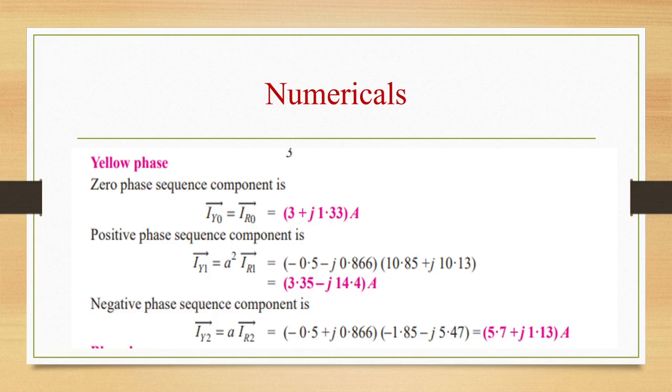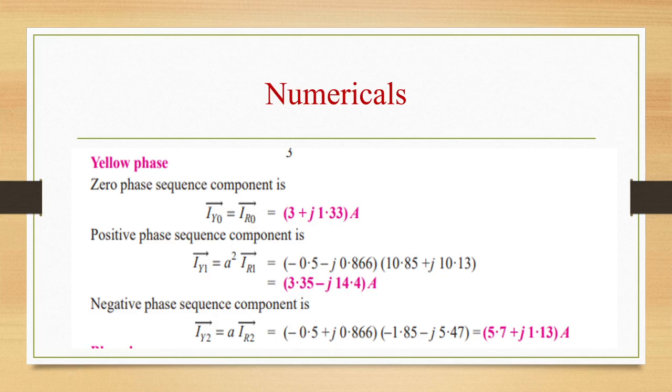So zero phase sequence component IY0 is equal to IR0, which is 3 plus J 1.33 amps. Positive phase sequence component IY1 is A square IR1, that is minus 0.5 minus J 0.866 into 10.85 plus J 10.13. So convert them into polar, multiply them, convert the polar to rectangular and get the answer as 3.35 minus J 14.4 amps.